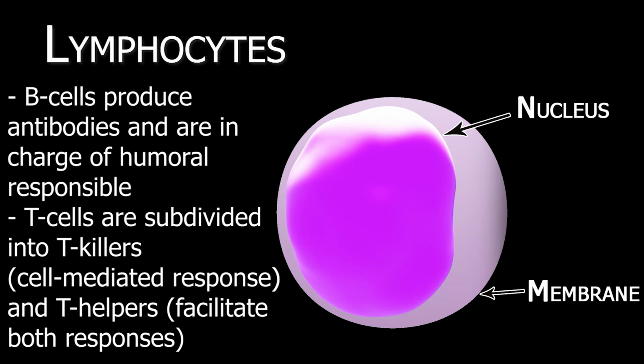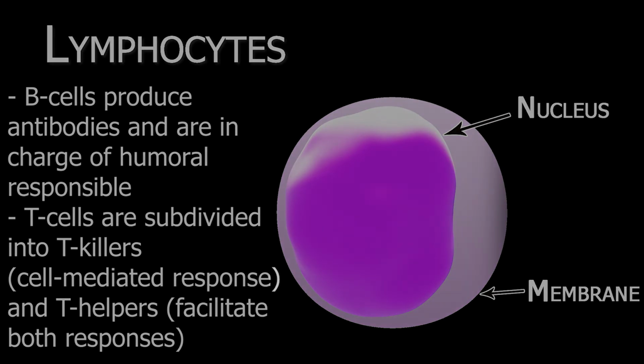If there are more helpers responsible for B cell growth, there is a higher chance of typical antibody-mediated allergy responses such as pollinosis and anaphylaxis. If it's the other way around, there is a high chance of contact dermatitis.